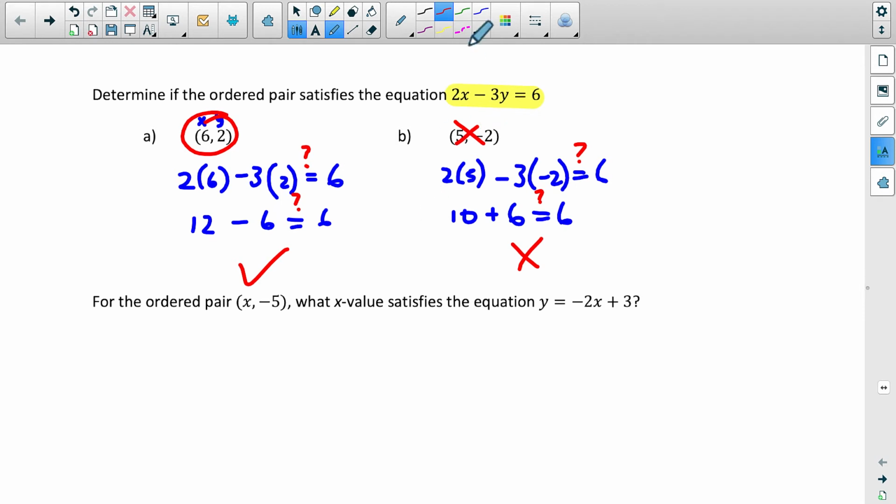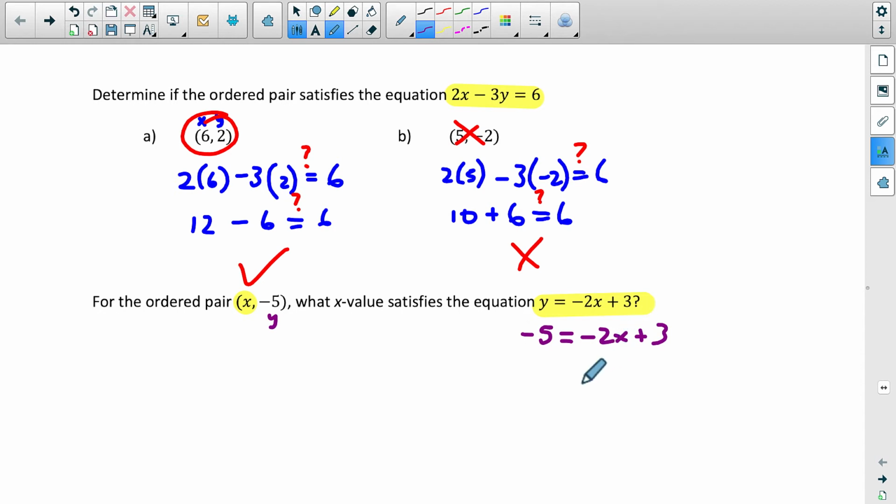All right, how about this one? It says, for the ordered pair x, comma, -5, what x value satisfies this equation? So we have another equation, and we're trying to figure out what number would need to go in that x spot in order to satisfy this. Well, we don't know the x, but what we do know is the y value, which is right here. So we could at least plug that into the y. Y is -5. Where I see y, I'll put -5 equals -2x plus 3. And what I want to do is figure out what x equals. I want to isolate x. I want to solve this equation, right? It's what we've been doing in this chapter.